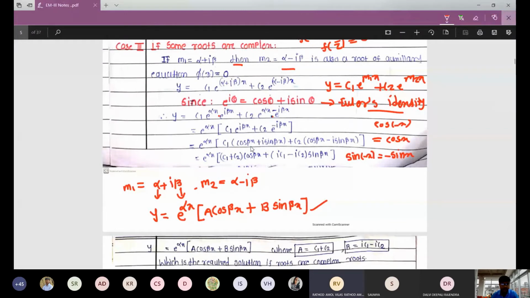Do you understand this? Yes, sir. Okay, good. Sir, actually, it is hard to understand the derivative part. Can you explain it with an example?